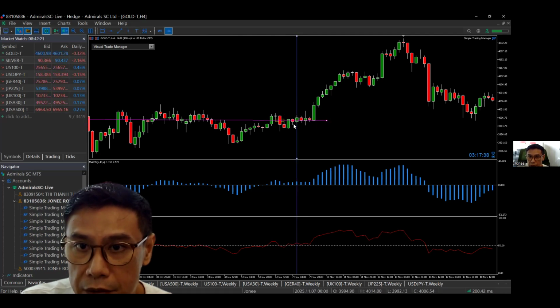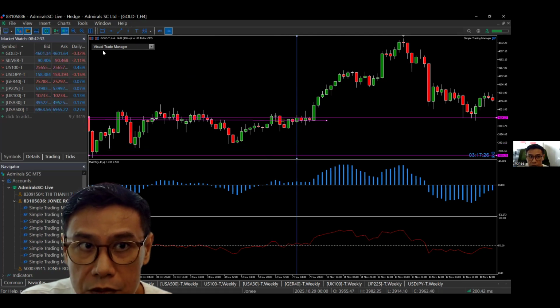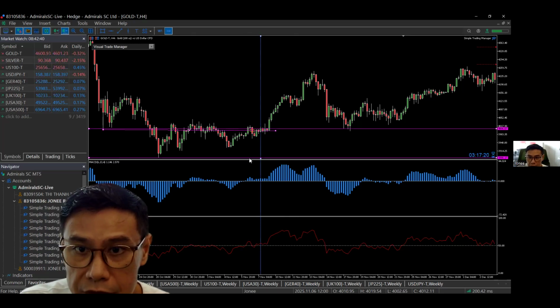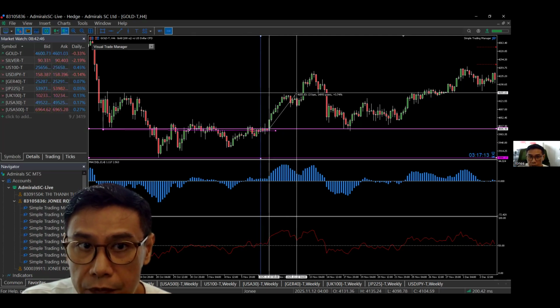Entry's right here. Okay. Stop loss is below the low right there, or the low of that sweep, the lowest portion of that sweep around there. Okay, just to be on the safe side. So that would give you an entry of about 2.99.